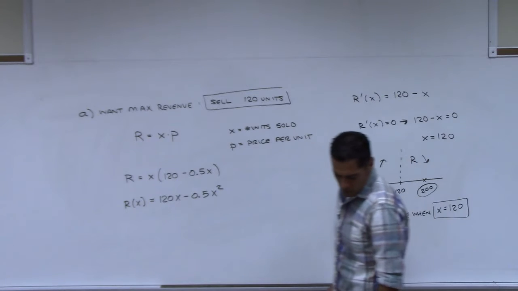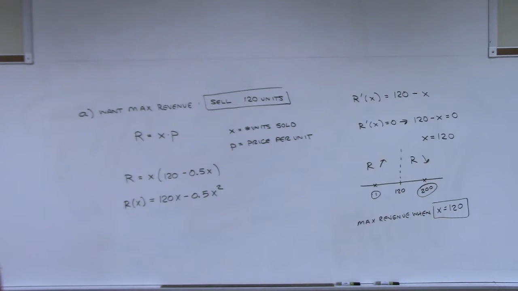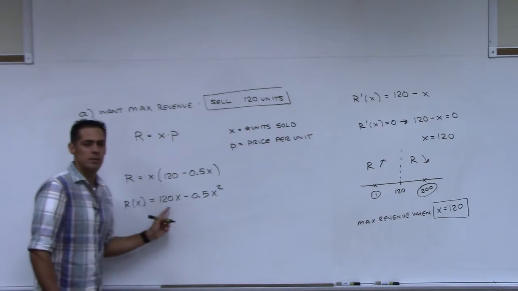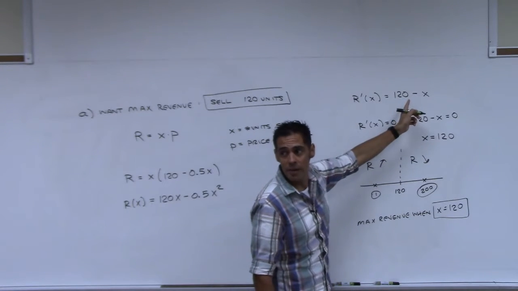Part B, what is the maximum revenue? So what are you going to do for that? Plug 120 into the original function right here. This gives you the revenue, right? Don't make the mistake of plugging it into the derivative.